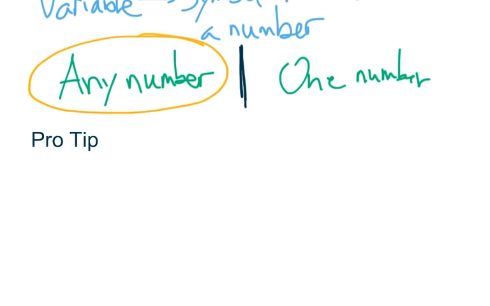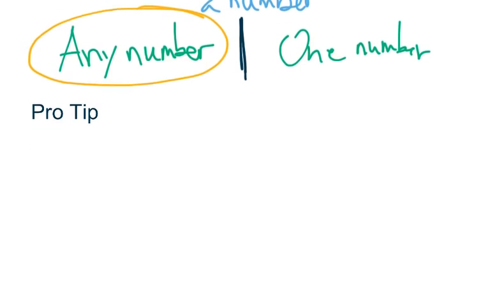A pro tip I have for you as we progress with evaluating variable expressions is to use parentheses. Make sure you use those parentheses because that will help you realize what the operations are around the variable. It'll help you take care of any negatives that come with the numbers you're working with. So really use your parentheses. Now with that being said, let's look at some examples.